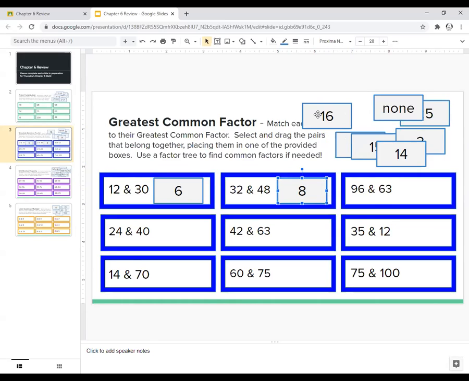I'm going to make a factor tree just to be sure, on paper. So let's all do the same, because I think this one might be 16, but the way I can tell for sure is by busting it up into all primes. And when I do that, I'm finding that 32 has five 2's: 2, 2, 2, 2, 2. And 48 has four 2's and one 3, right?